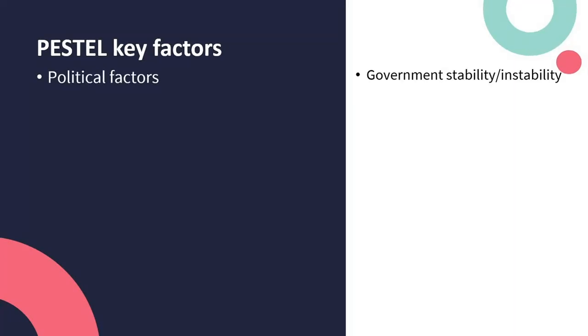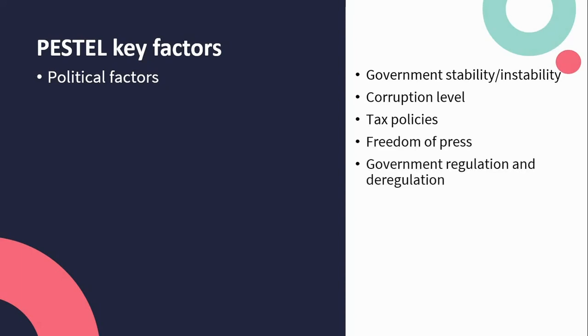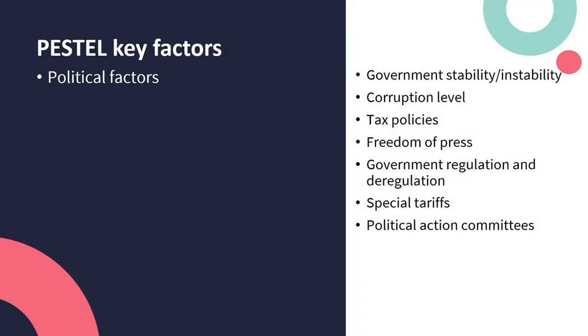Okay, so now that you guys know the PESTLE elements, we're going to look at each factor individually and then key aspects that you need to consider and think of for each factor. So first off, we're going to look at political factors: government stability or instability, corruption levels in a country, tax policies, freedom of press, governmental regulations and deregulation, special tariffs, political action committees.